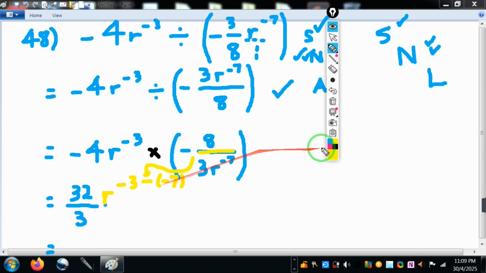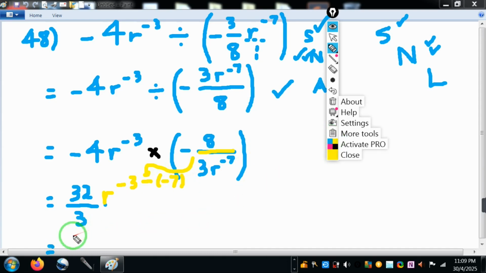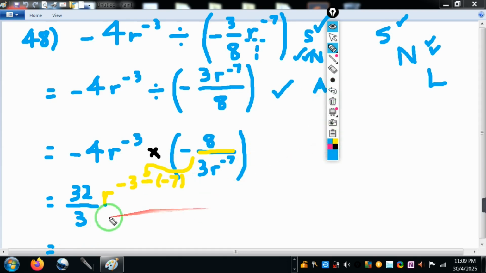And this one now, allow me to go back to my blue. Press hard, yeah. This will be 32 over 3. R comes back. We can do a fast one. Minus 3 plus 7. 7 minus 3 is 4. And hey presto, 100% correct. No joke. Give yourself a clap. Yay, congratulations and celebrations. Okay, 49 and 50.